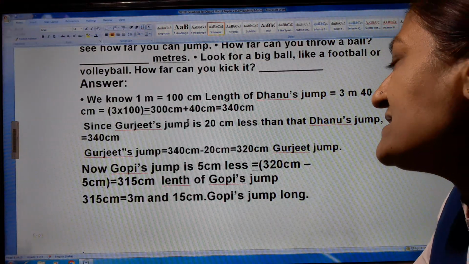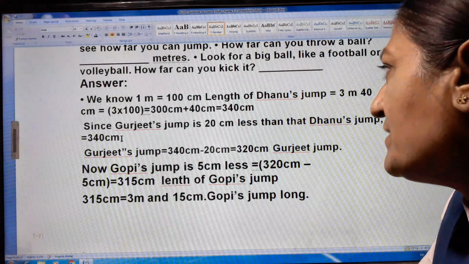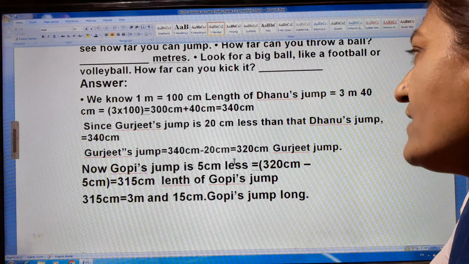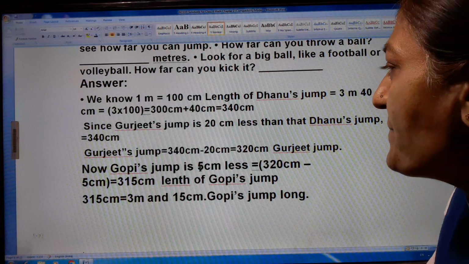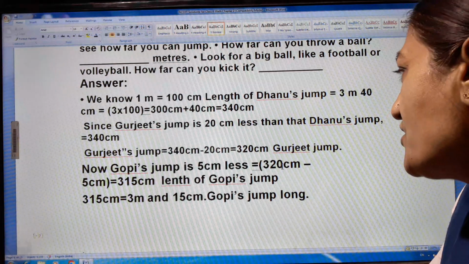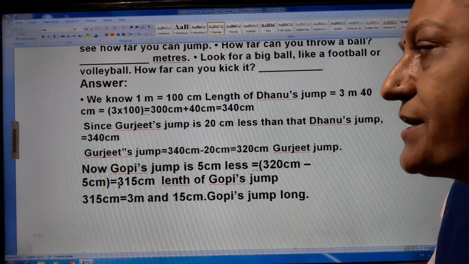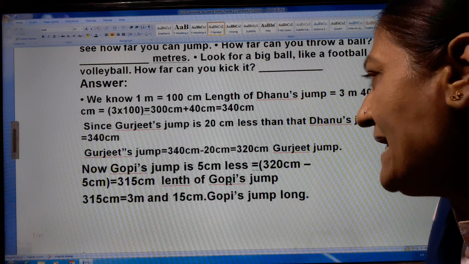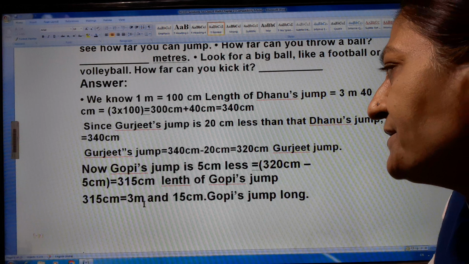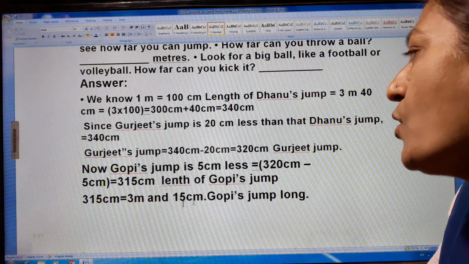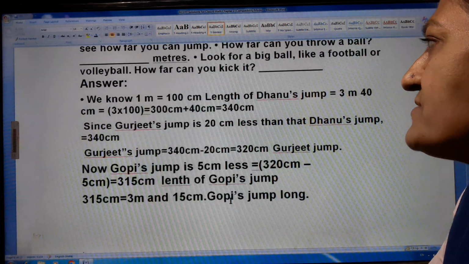Since Gurjit's jump is 20 centimeter less than Dhanu's jump, 340 centimeter minus 20 centimeter is equal to 320 centimeter, Gurjit's jump. Now Gopi's jump is 5 centimeter less, means 320 centimeter minus 5 centimeter is equal to 315 centimeter, length of Gopi's jump. 315 centimeter is equal to 3 meter and 15 centimeter, Gopi's jump. So this way we have to write.